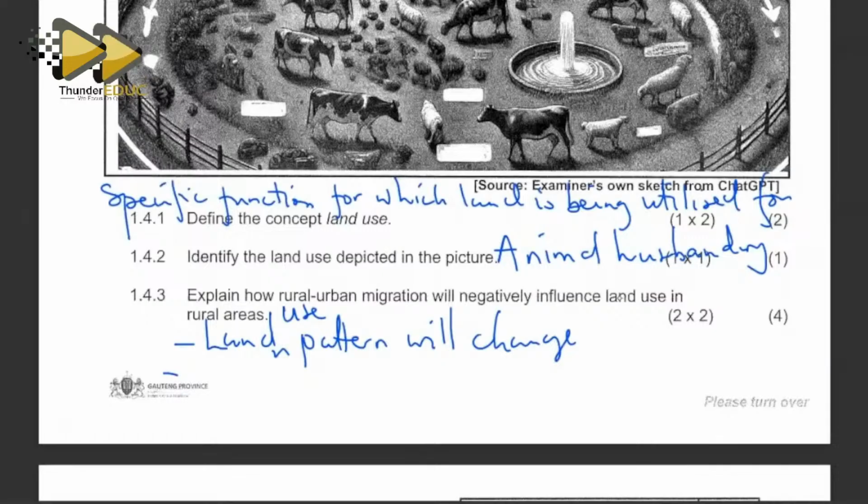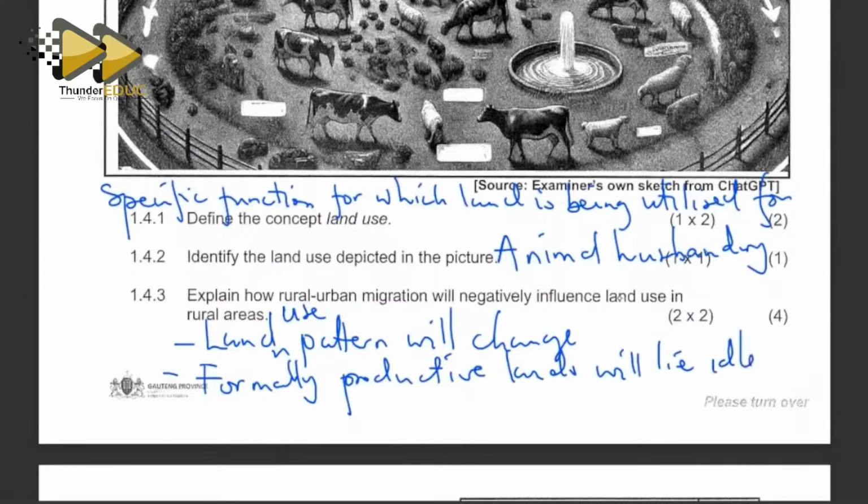Or sometimes we can say formerly productive lands will lie idle. Some formerly productive lands, because now there are no longer people to do farming, they will lie idle. And that is going to impact on the land use in the rural areas.